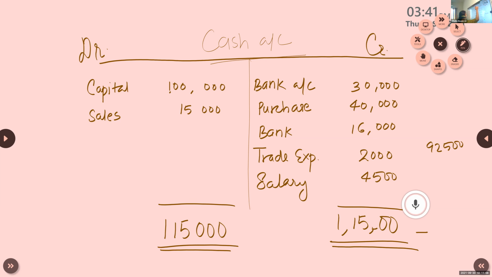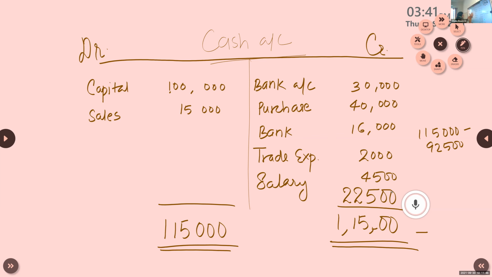Then the credit side has got a lesser amount. So what is the difference? Find out the difference. How much is the difference? 1,15,000 minus 92,500. So how much do you get? 22,500. You will write it here.